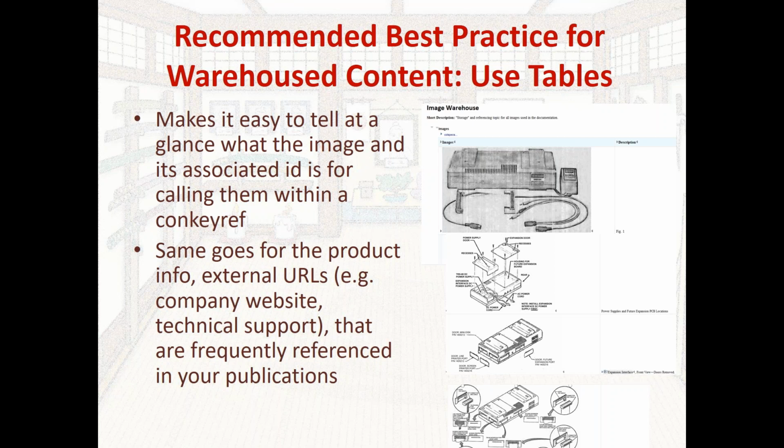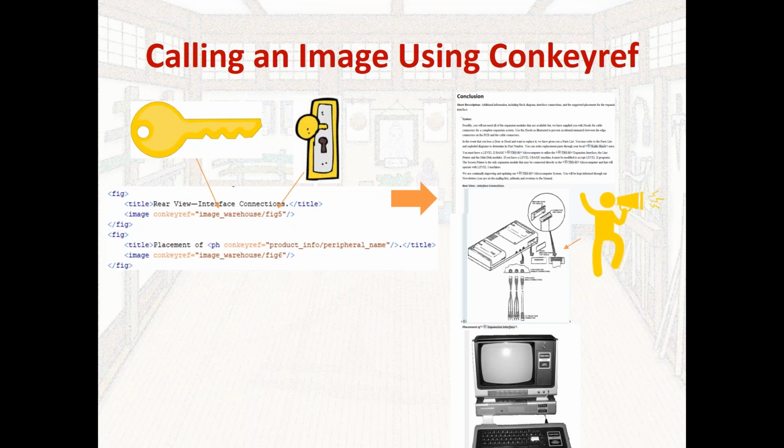Okay, so in terms of calling an image using a ConKeyRef, the process is essentially the same. In this case, on the left-hand side, the ConKeyRef is pointing to the name, which is image warehouse, and then what it should be resolving to. So it's looking at image warehouse and then the individual instance of that, which in this case is figure 5. The one below it is again image warehouse and then figure 6.